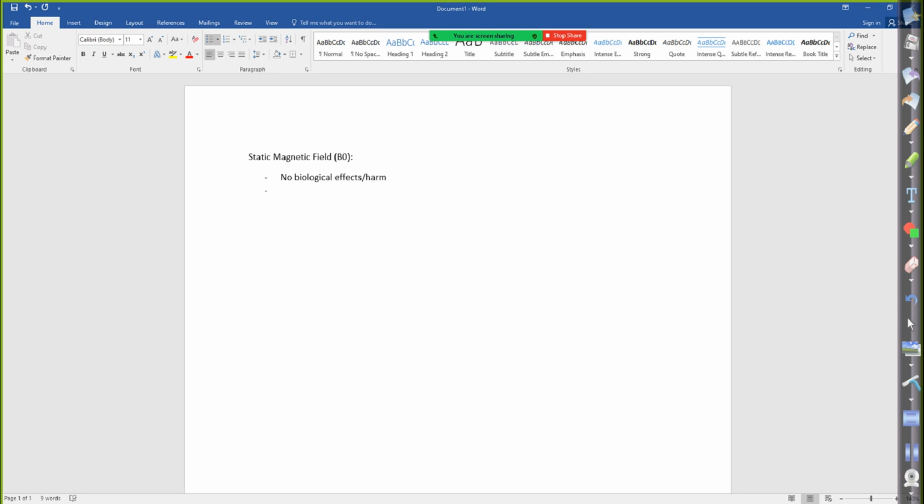What's the field strength that we normally deal with in our static magnetic field? Tesla. Okay, so 1.5, 3 Tesla. Remember, inside the magnet, it's measured in Tesla, but outside, it's measured in Gauss. Okay, and what was the conversion? 10,000 Gauss equals 1 Tesla. Good.